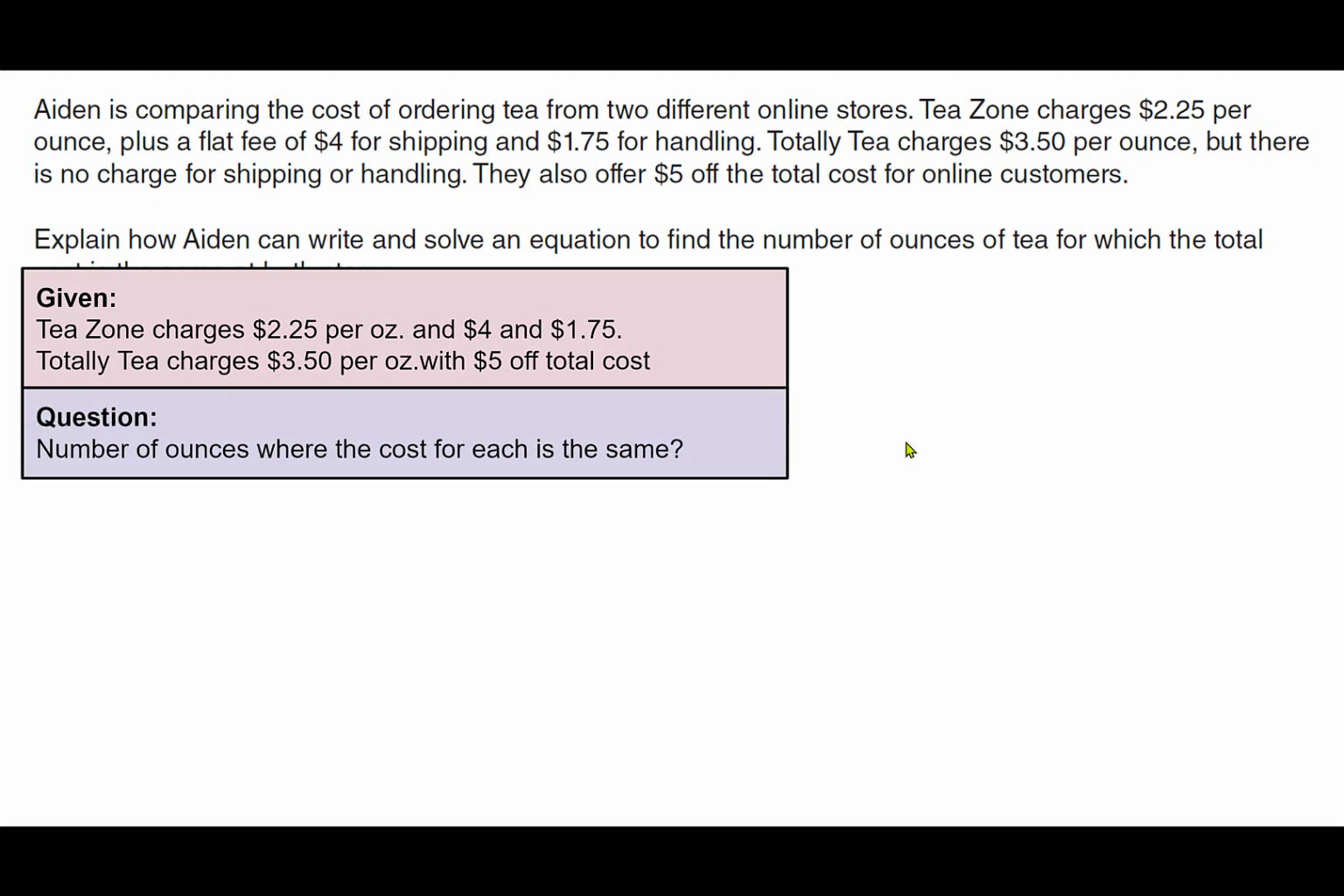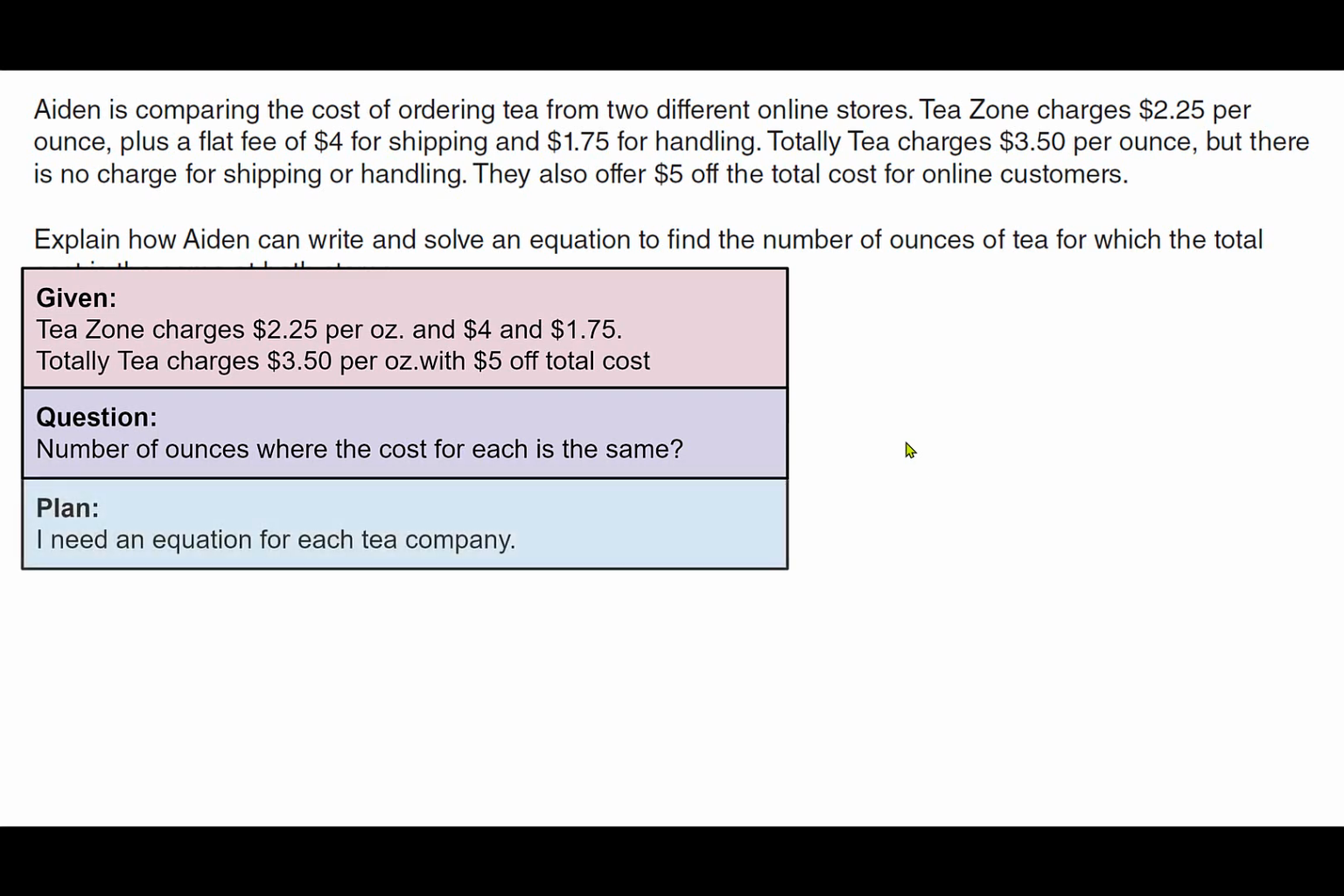Then I think back to the question. They want to know the number of ounces where the cost of each is the same. That word same is going to give me a reason to set up two equations equal to each other. And I know I'm going to have two equations because I'm comparing two different store costs. So I need an equation for each tea company.